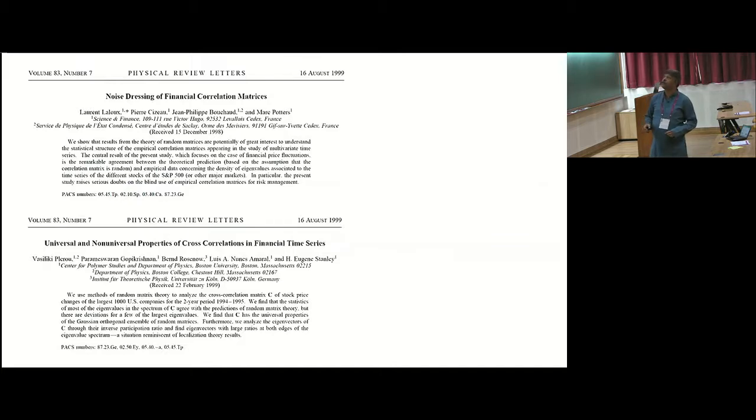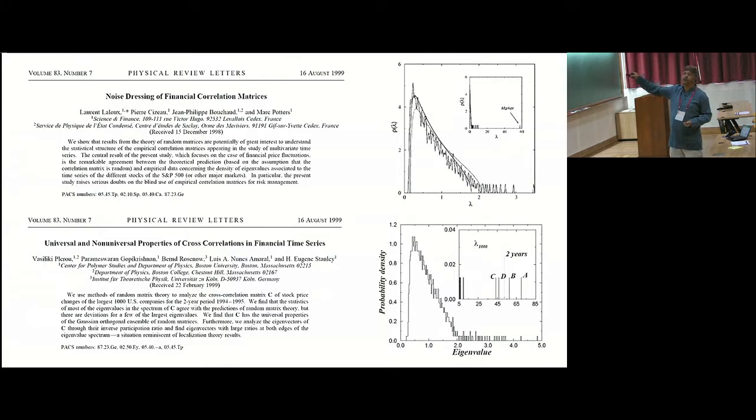There were two Physical Review Letters papers in 1999, which dealt with the noise dressing of the correlation matrices. When you have a correlation matrix, many of the coefficients behave almost randomly. But there are others that deviate from the random matrix formulation, and these give you information about sectoral or group movements. You can find out more about these groups or sectors. Two papers were produced, one by the group of Jean-Philippe Bouchaud and the other by Eugene Stanley, and this paved the way for a series of papers and investigations.